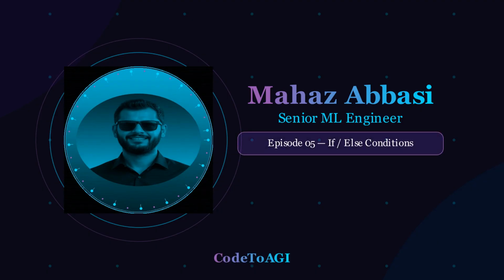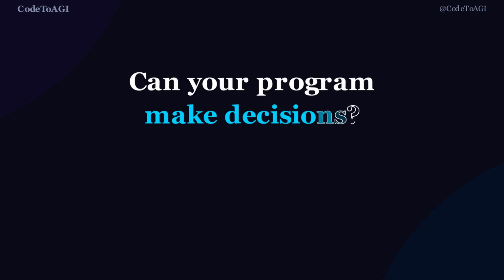In episode 4, you learned user input and string formatting. Today, episode 5, we learn one of the most important topics in all of programming, if and else conditions. After this video, your programs will be able to make decisions. They will respond differently based on what the user gives them. That is the difference between a script and an intelligent program. Let us go.